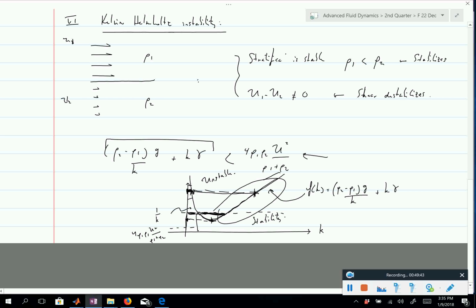And on this side of the curve, by the way, you wouldn't have it if you neglected surface tension. If you neglected surface tension, then you just have a hyperbola. But this little part here tells you that surface tension restabilizes the very large wave numbers. So the very small wavelength features don't become unstable because of surface tension.